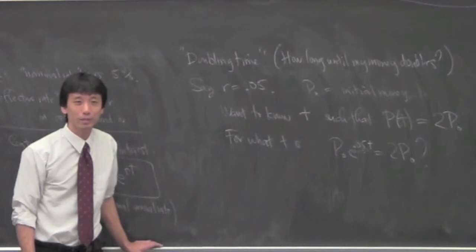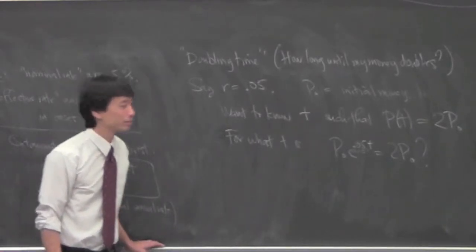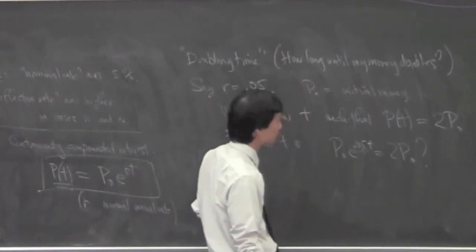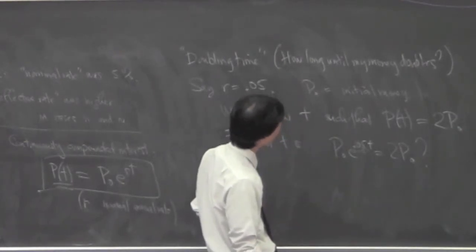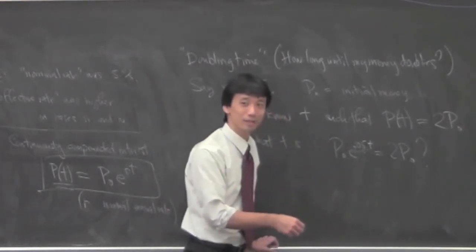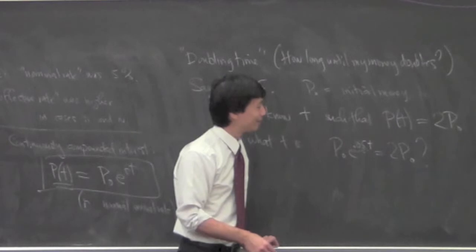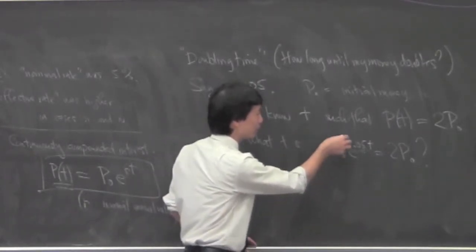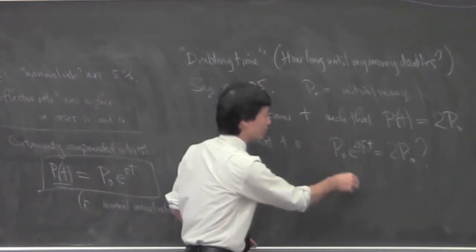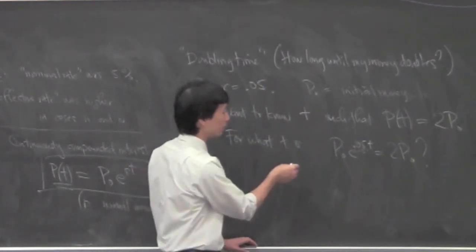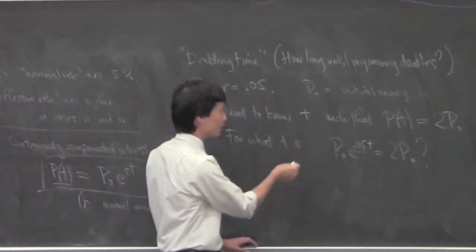Okay, who has the answer? So, T equals natural log of 2 over 0.05. Is that right? I'm not sure. Let's work it out. I got natural log of P naught over 0.05. Okay, so what do we do? Maybe the first thing we do is divide both sides by P naught. Right, divide both sides by P naught.